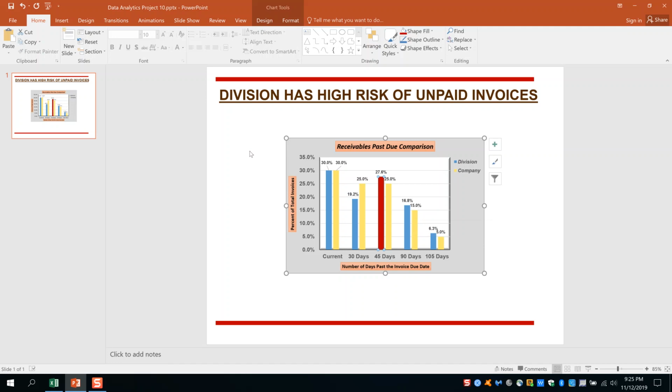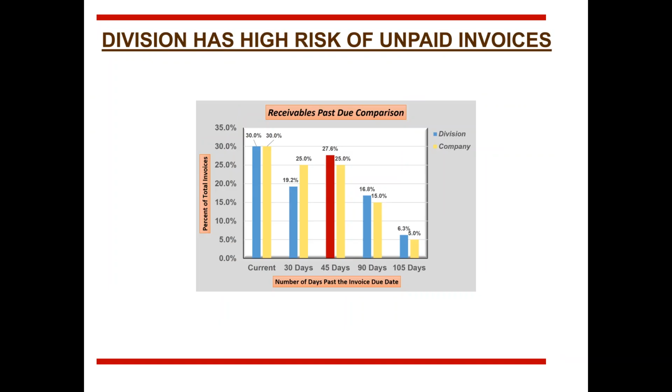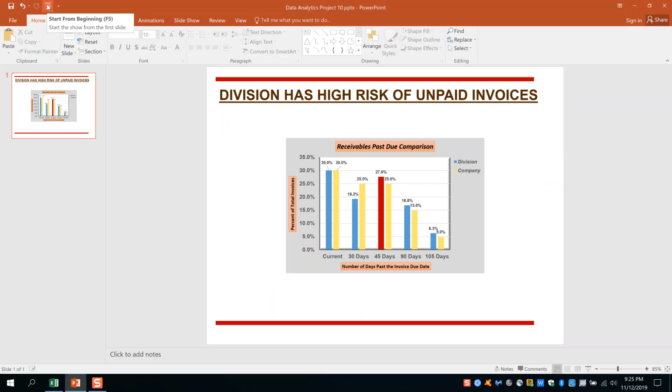So once I click on the PowerPoint slide off the chart, the chart is now deactivated, and then I can run my PowerPoint slideshow. And this is what the chart would look like when the PowerPoint slide is presented to an audience. And we can escape out. And that is how you paste a linked Excel chart into PowerPoint.